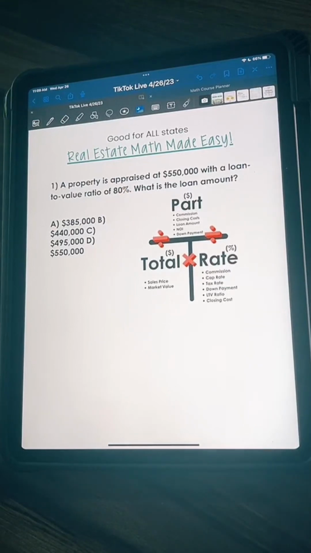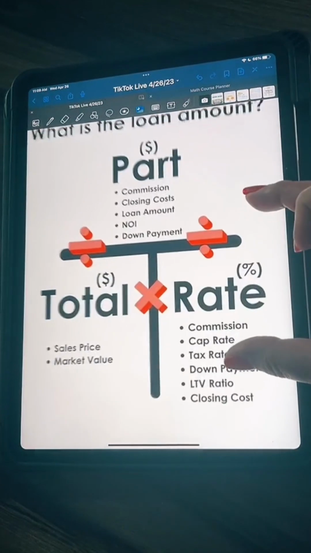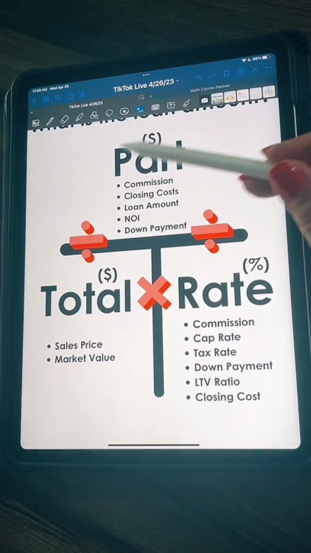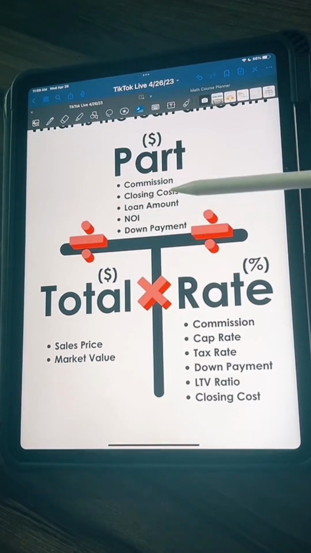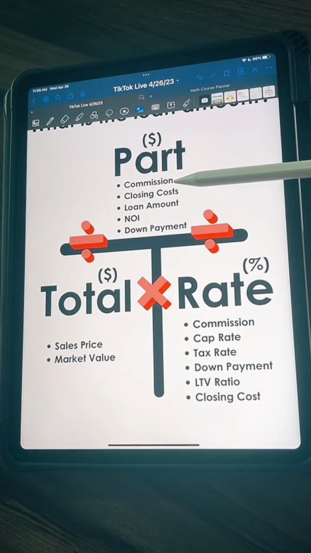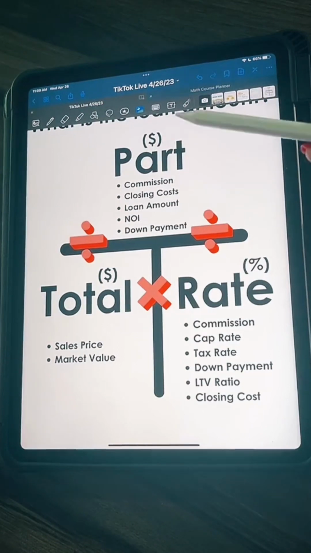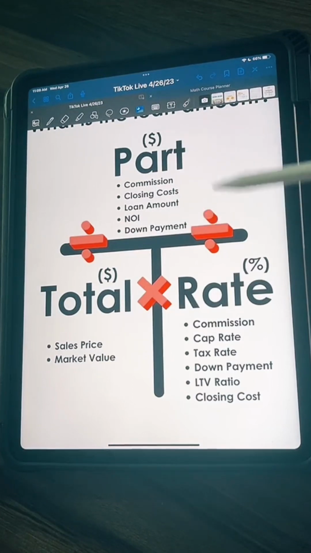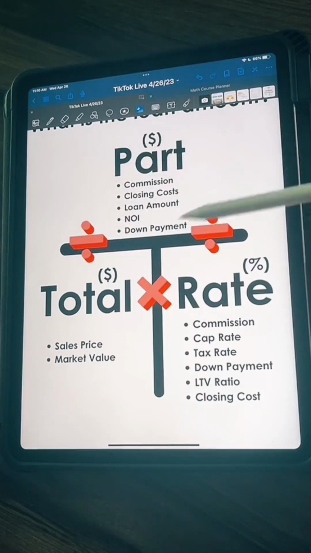Are we familiar with the T-chart method? Remember how the T-chart goes. If you want to take a screenshot of this, go ahead, because this is going to help you solve about 75% of your math problems in your state exam. The T method starts with a part of the whole, meaning commission, closing costs, loan amount, net operating income, down payment, all in money. So all of these would go up here.